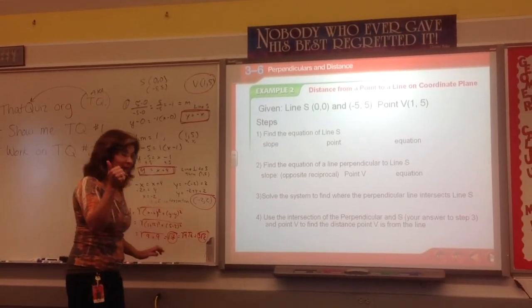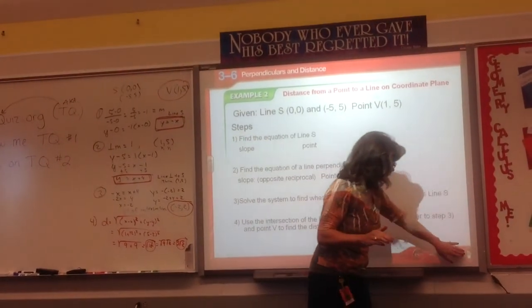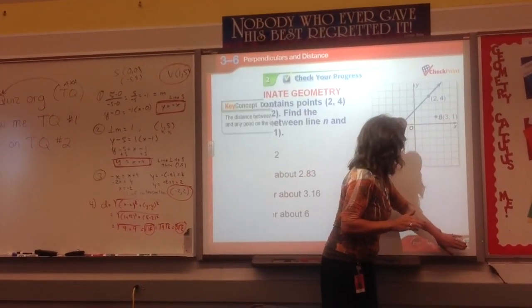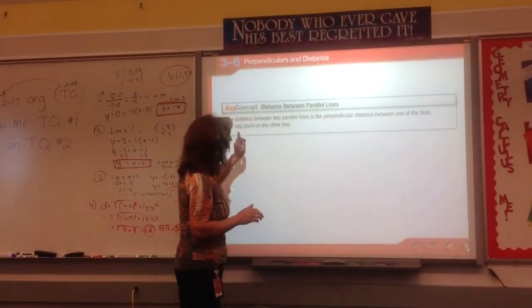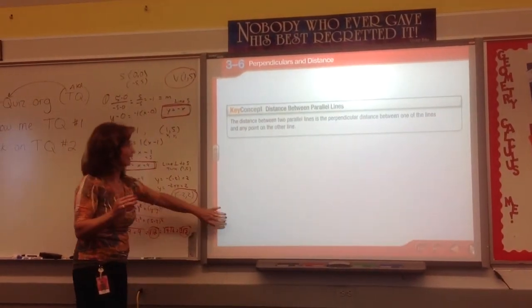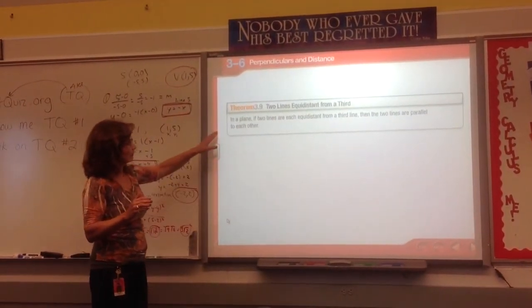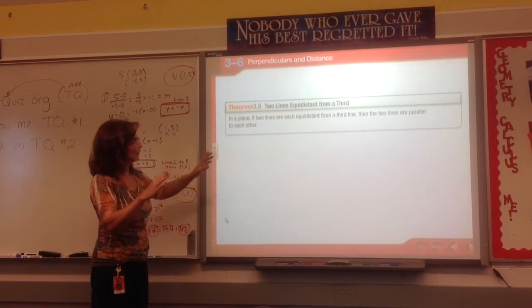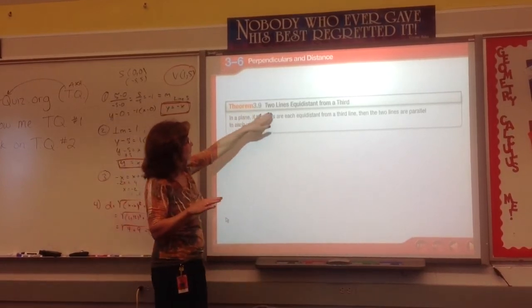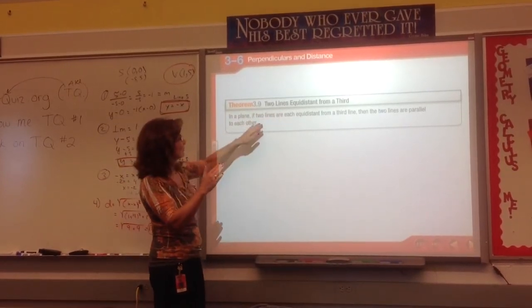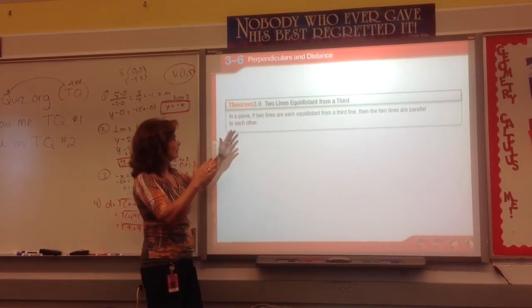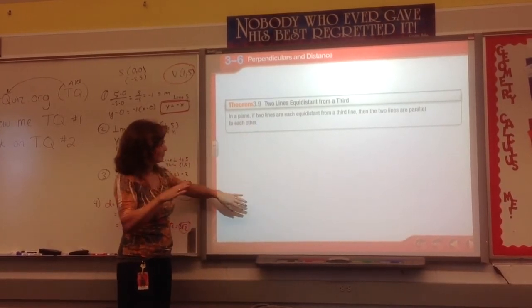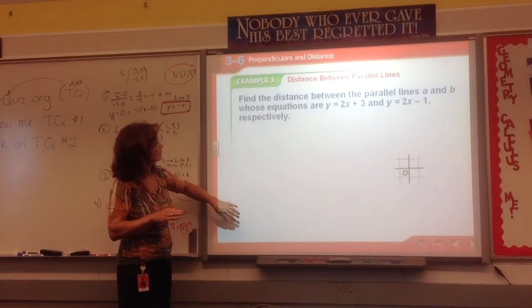So that's the first big process. Now similar to that is to find the distance between two parallel lines. And realize that, when you think about theorems, if two lines are equidistant from a third line and they're parallel, then all three of those lines are parallel.